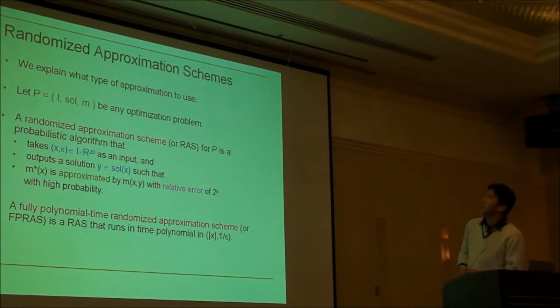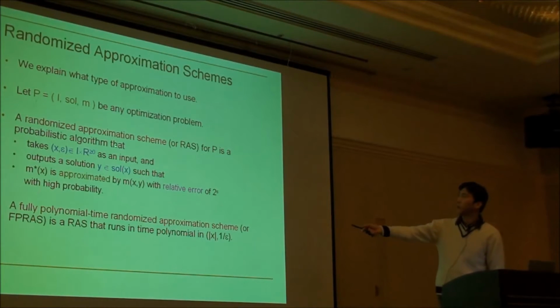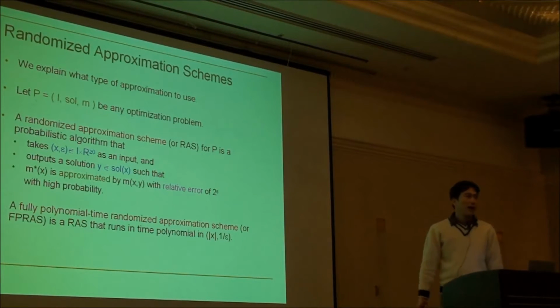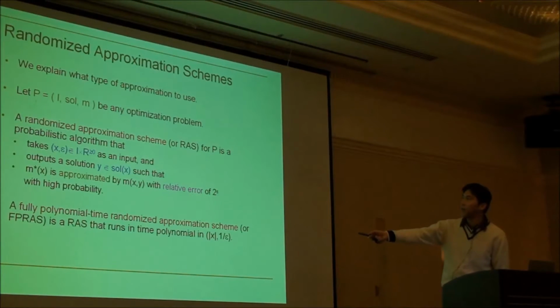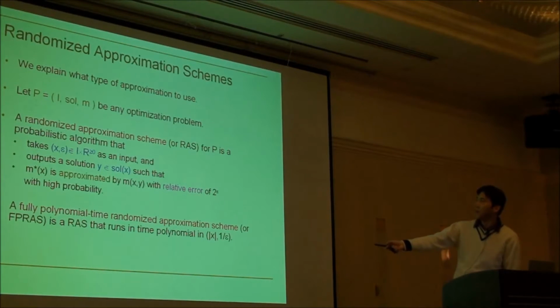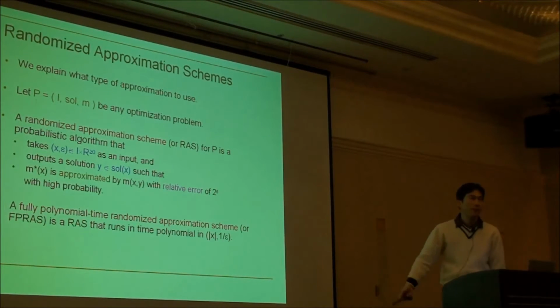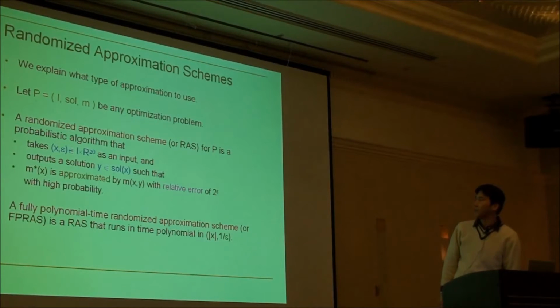We'll use the randomized approximation scheme. The randomized approximation scheme, or the RAS, takes the pair of a standard input x and an error tolerance parameter epsilon. This algorithm has an output y that, with high probability, gets very close to the maximum optimal value. Here the error is relativized, so that the ratio between the two values is between 2 to the minus epsilon and 2 to the epsilon.